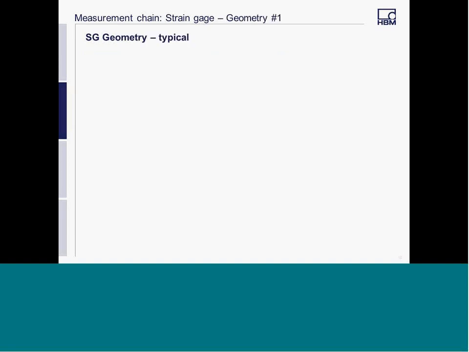Okay, I mentioned different geometries. What are the typical ones and when to take which one? A linear one. Linear means you have one grid. You take that gauge if your main direction of the stress is known, either by a calculation, so you know, okay, there's my main direction of the stress, or it is obvious by the shape of your component. So if you know the main direction is in that direction, take a linear gauge.